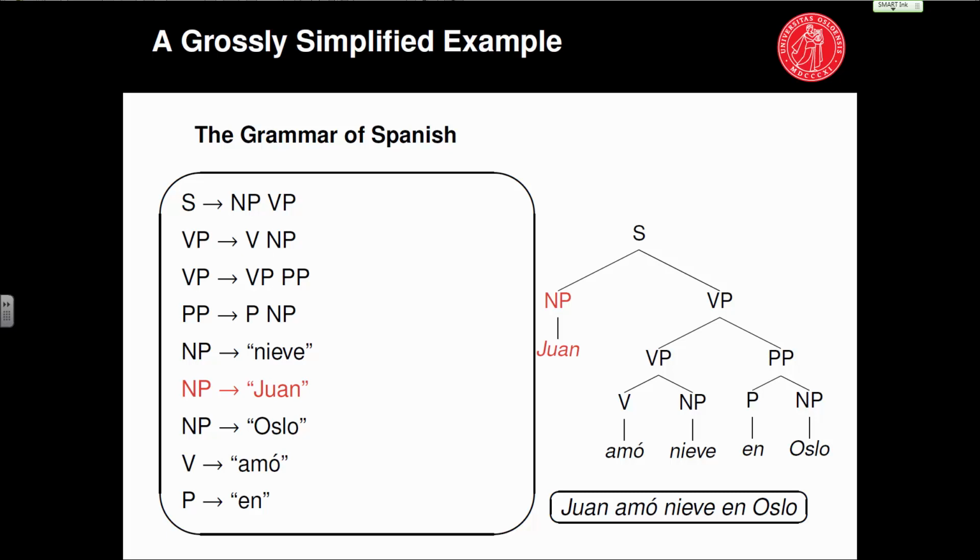Now I need to connect that to the actual words of Spanish, and to do that I invoke the second group of rules from the grammar. So Juan is of category NP, amo is of category verb, nieve is another NP, en is a P, a preposition, Oslo is an NP. So this tree uses almost all of the rules, and it is built in a manner where the leaves of the tree correspond to my sentence of Spanish, and all of the constituents, all of the non-leaf nodes of the tree, obey some of these rules. They group things the way the rules allow me to group them.